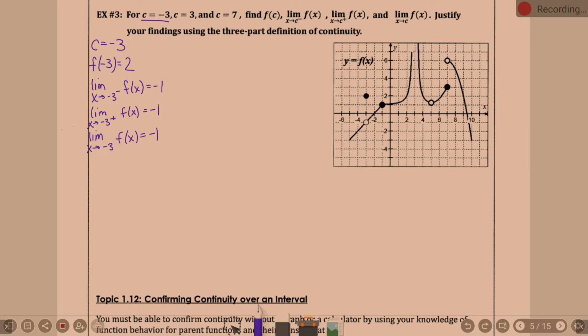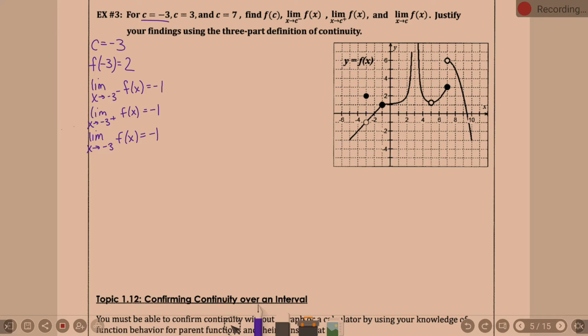Justify your findings using the 3-part definition of continuity. Basically, what you're trying to tell me is, is this graph continuous at x equals -3? No, because there is a removable discontinuity. Okay, what does my limit definition say? If the left and the right are equal and it has the value at the point, yes? So here, basically, the limit has to equal the value at the point. We have the left and the right, so we know the limit. But my limit has to equal my point. And so, let's see, how do I want to write this?